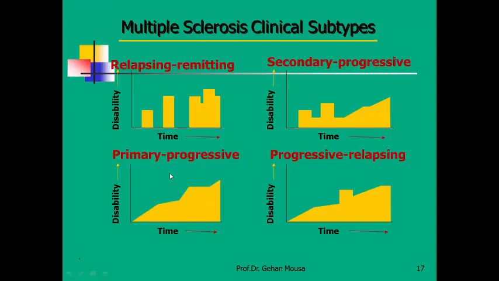The primary progressive is the worst type. From the beginning the attack occurs progressively until it reaches the respiratory system, leading to death. Progressive relapsing means the attack occurs with remission and exacerbation.